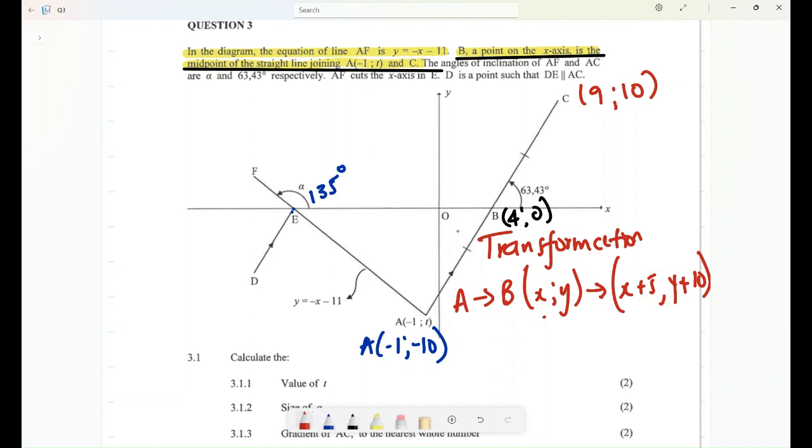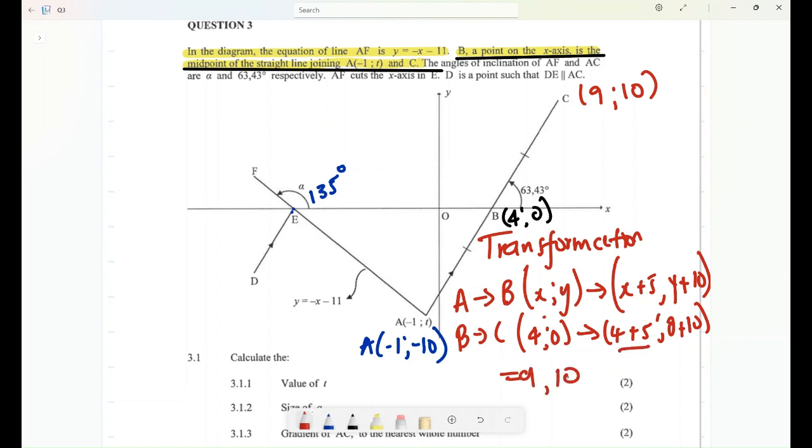But now, from B to C, let's say what are the coordinates of B? 4 and 0. If you apply that transformation, you're going to say it is 4 plus 5. Okay, whatever this coordinate is, plus 5. Then y is 0 plus 10. Can you see now the coordinates of C are therefore equal to what? 9 and 10. Okay, 9 and 10.